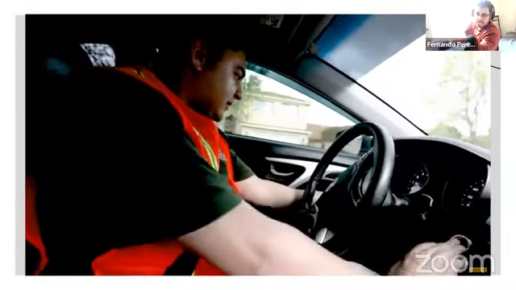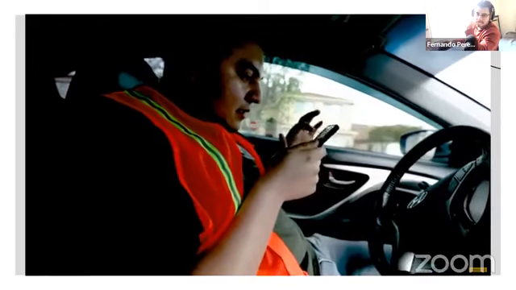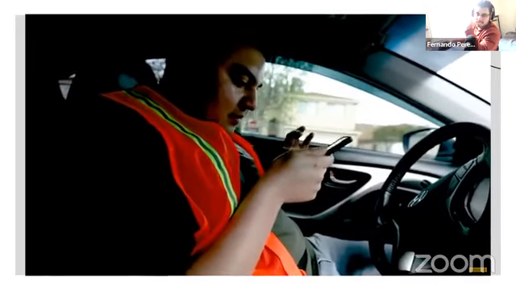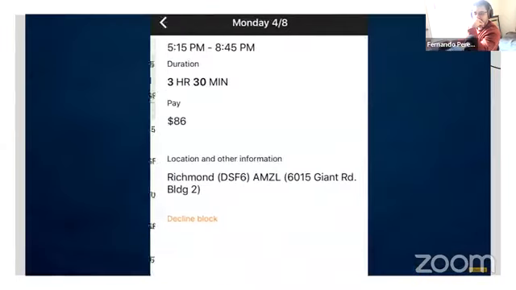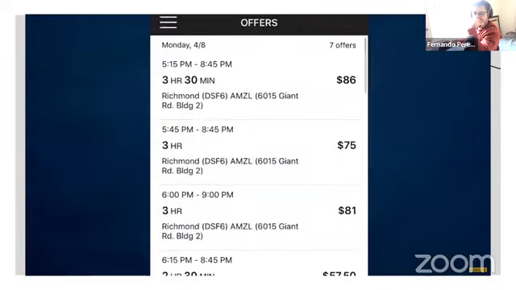And some drivers told us the way the Flex app works encourages distracted driving because it requires drivers to manually tap refresh to secure their next assignment. If you want to get blocks, then you have to be tapping on that refresh button in the app pretty much constantly. But how do you do that while you're delivering? So it encourages people to do it while they're driving.